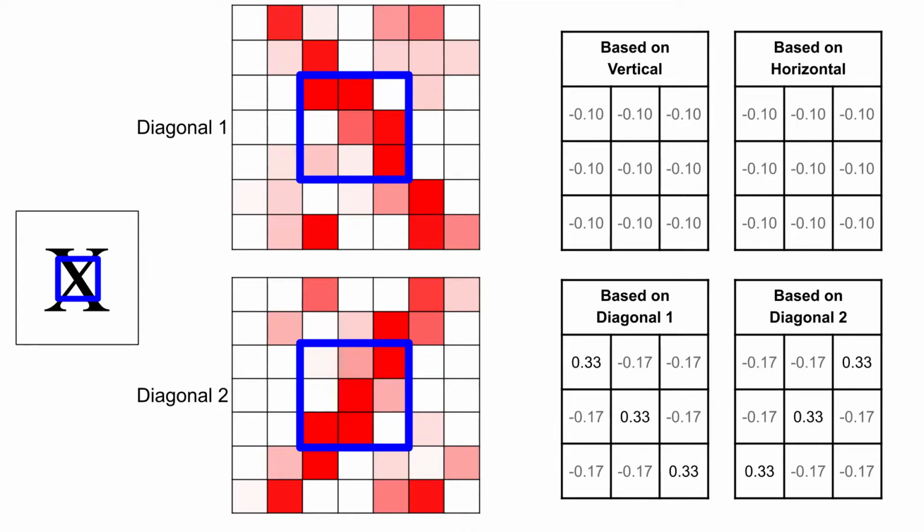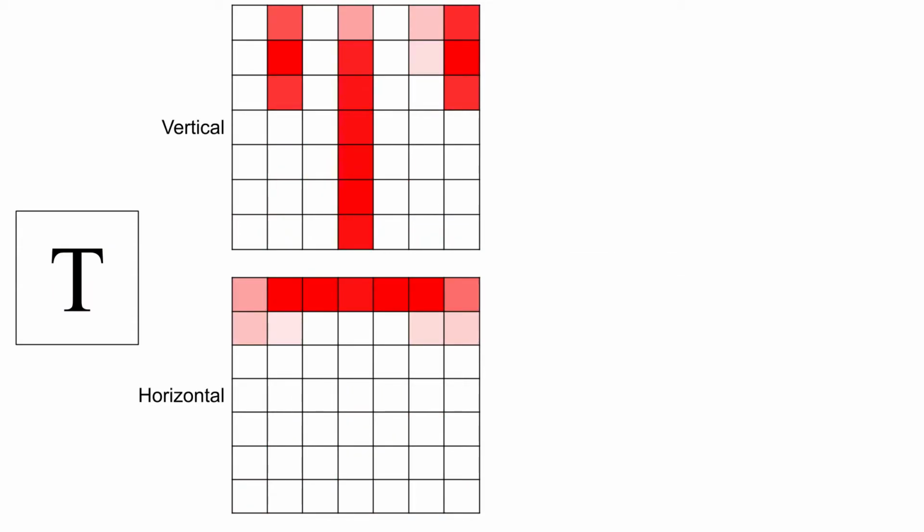For our other 2 features, we'll fill in those kernel matrix cells with small negative values. Neither horizontal nor vertical lines indicate an X, so the more horizontal and vertical lines we see, the less likely we're looking at an X. All filled out now, these 4 kernel matrices make up our feature that detects an X. Next, let's look at the T detecting feature.